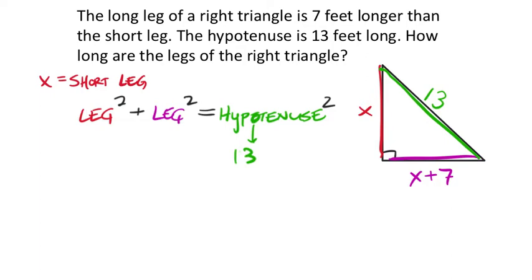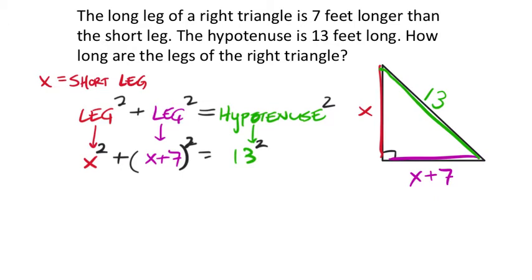My first leg, in red, is just x. And then my longer leg, in purple, was x plus 7. Okay, so again, applying the Pythagorean theorem, I really don't need parentheses around that first x, just x squared. But the longer leg, I do need the squared on that one. And then the hypotenuse also is a square.